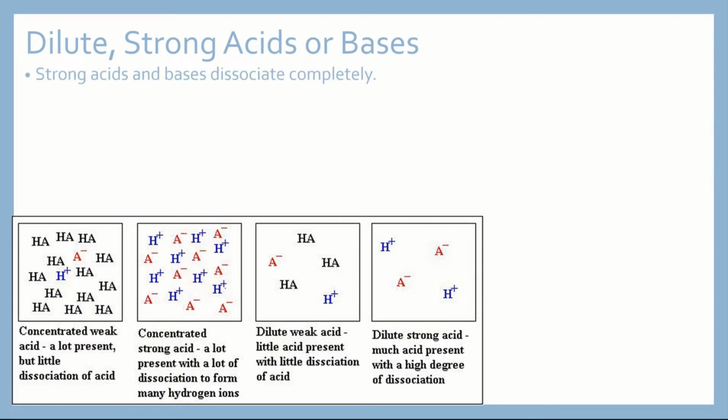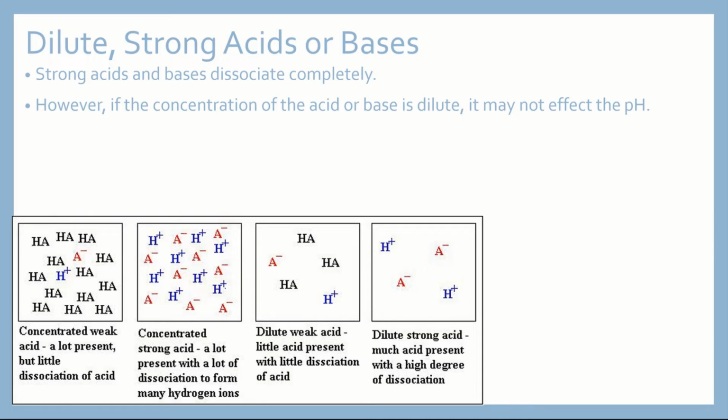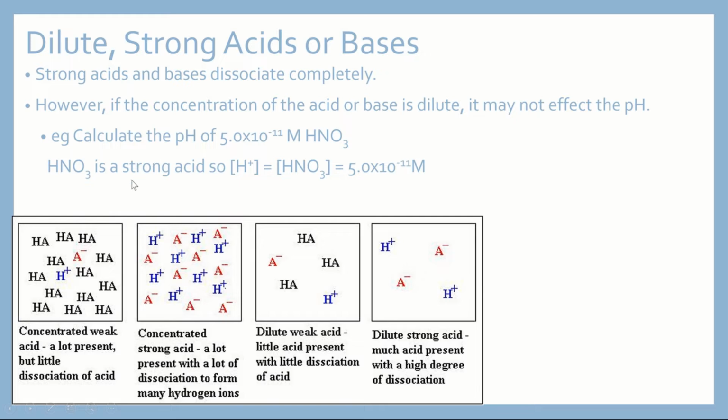All right, so continuing to talk about that, strong acids and bases dissociate completely. However, this is going to take some thought process here. If the concentration of the acid or base is so dilute, it might not affect the pH. So let's take a look at an example. Let's say we have a concentration of 5.0 times 10 to the negative 11th molar HNO3. So HNO3 is a strong acid. We're looking at the H plus concentration. Again, it's going to be like this picture here. It's very dilute, 10 to the negative 11th, but it is a strong acid, so we're going to have full ionization.